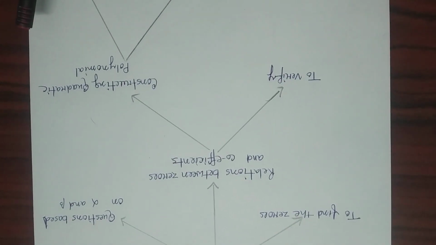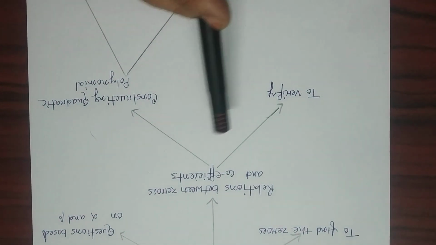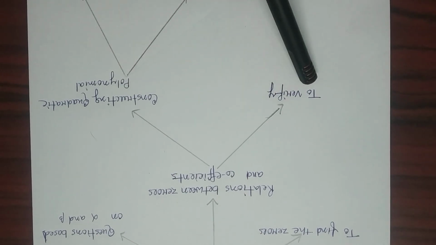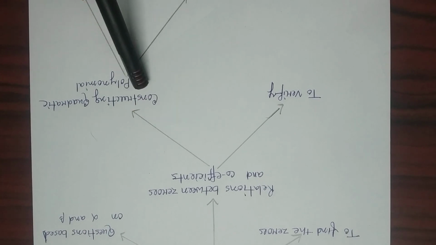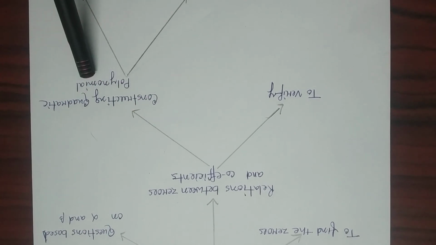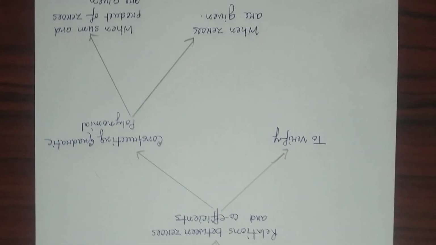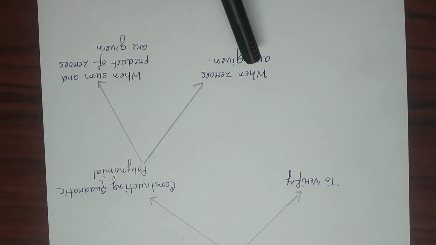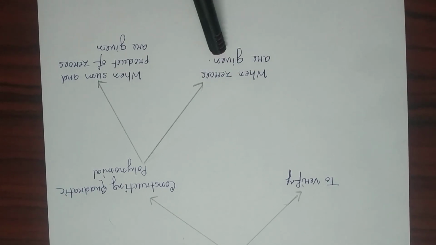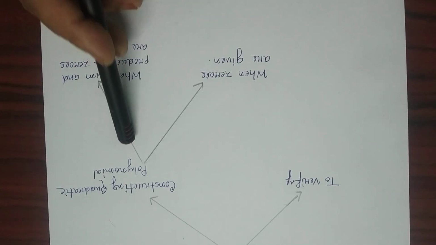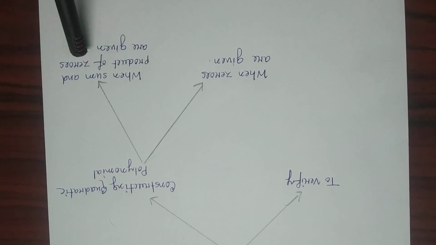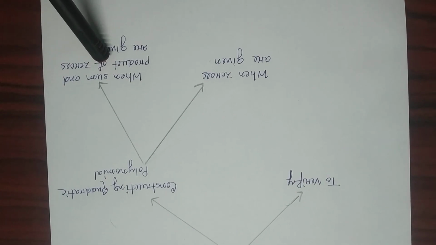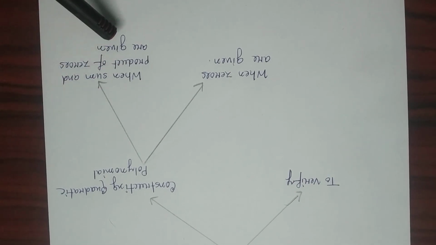Next, in this relation between zeros and coefficient, again two types of question may come. One is to verify and another is constructing a quadratic polynomial. And in constructing a quadratic polynomial, again two types of question may come. When zeros are given, then we have to construct a polynomial. And when sum and product of zeros are given, then how to construct a quadratic polynomial. And how to construct a cubic polynomial also.